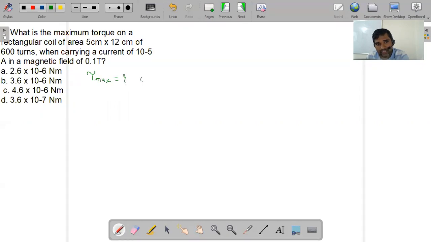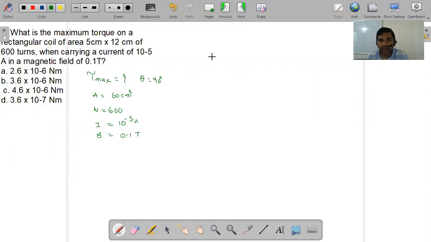So when tau max is coming, theta equal to 90 degree, very simple. Area they have given, area is equal to 5 into 12, that is 60 centimeter square. Number of turns we have 600 here. Carrying a current I is equal to 10 power minus 5 ampere. And the magnetic field, how much they have given? B is equal to 0.1 Tesla.